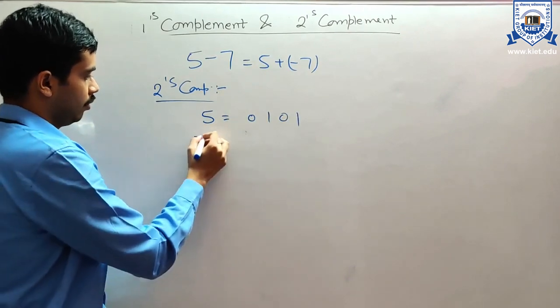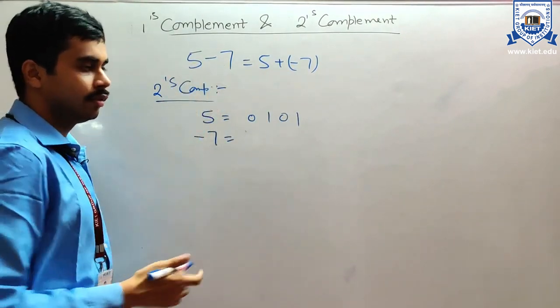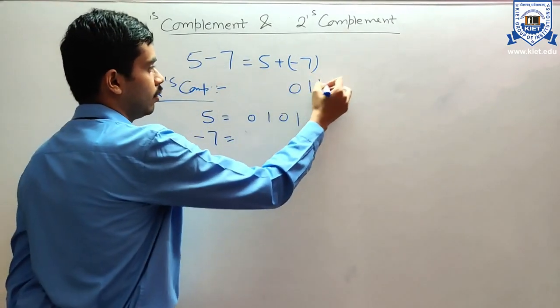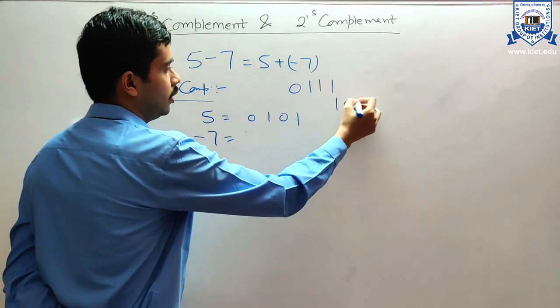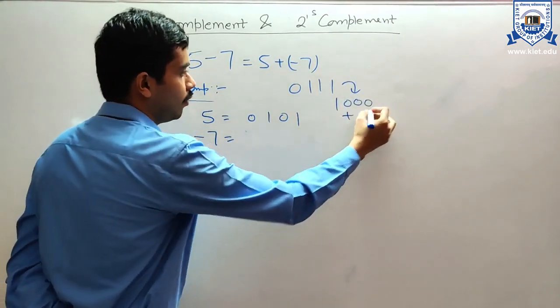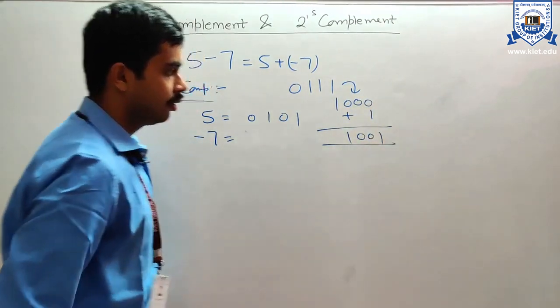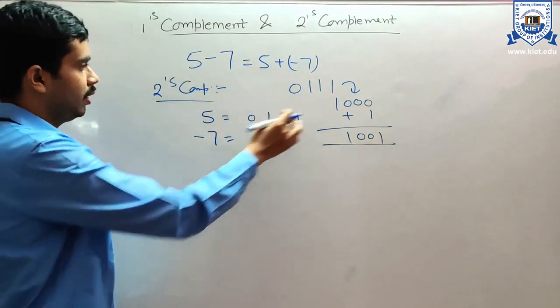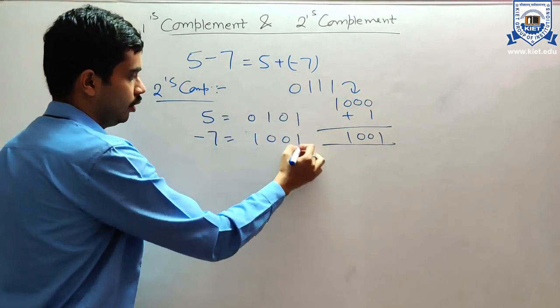Okay, now minus 7 will be the 2's complement of plus 7. What is plus 7? Plus 7 is this. The 2's complement of this will be 1 0 0 0. First we will flip all the bits, then we will add 1. What will we get? 1 0 0 1. So this is the 2's complement of 7. Okay, 1 0 0 1.